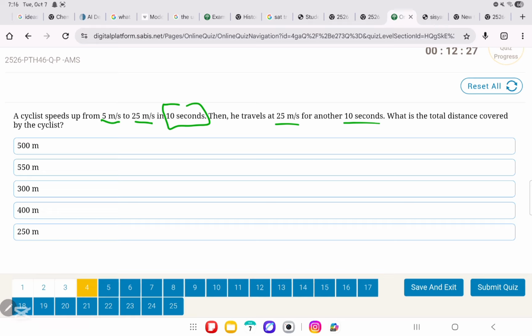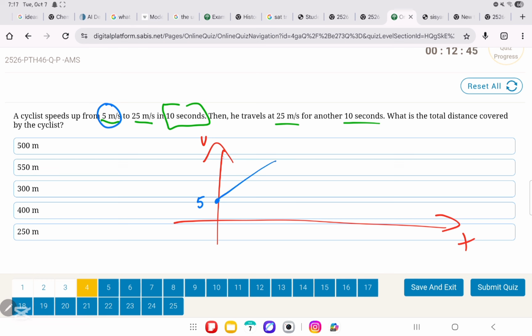Whenever I receive something like this, I always prefer to draw what we have been given. We have two values, which are our velocity and our time, so this is a VT graph that we're going to be dealing with. He starts from 5 meters per second, which let's say is here, then he speeds up all the way to 25 meters per second in 10 seconds. Then he travels at 25 meters per second, so constant velocity, for another 10 seconds. So in total it's now 20 seconds.